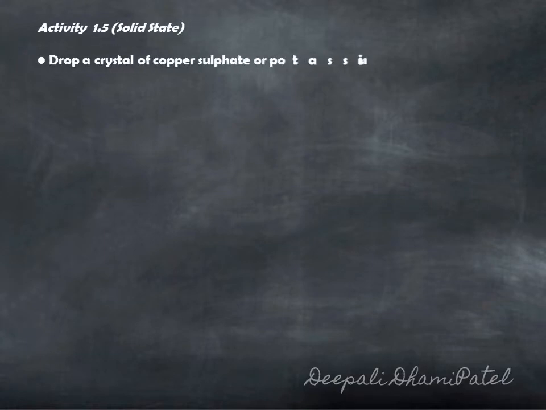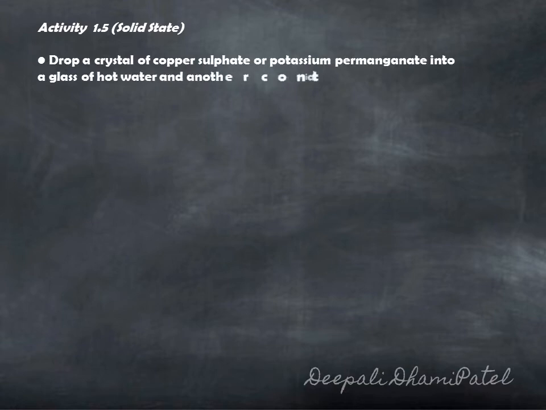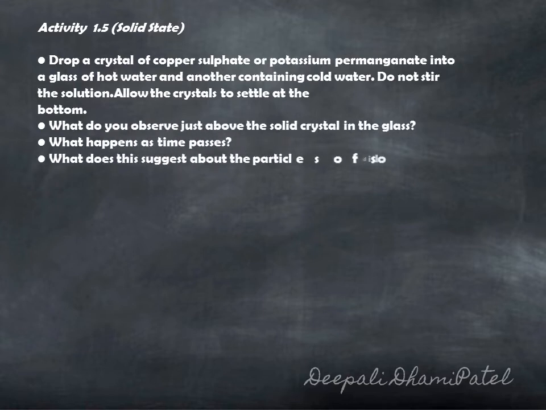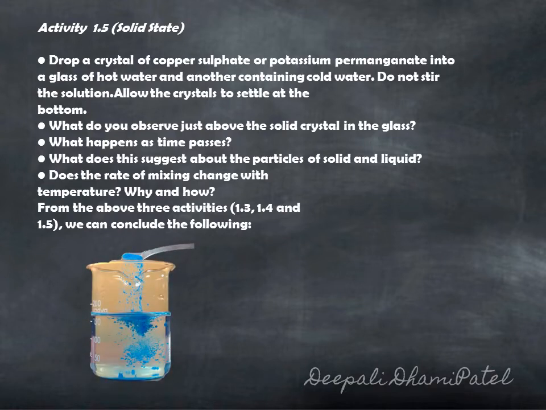Now, let us see with the solids. If you take the crystals of copper sulfate or potassium permanganate and you mix it with water, you will see them dissolving in water on its own without even stirring the solution. How did this happen? This happened with the process of diffusion and due to continuous motion of the particles of matter.